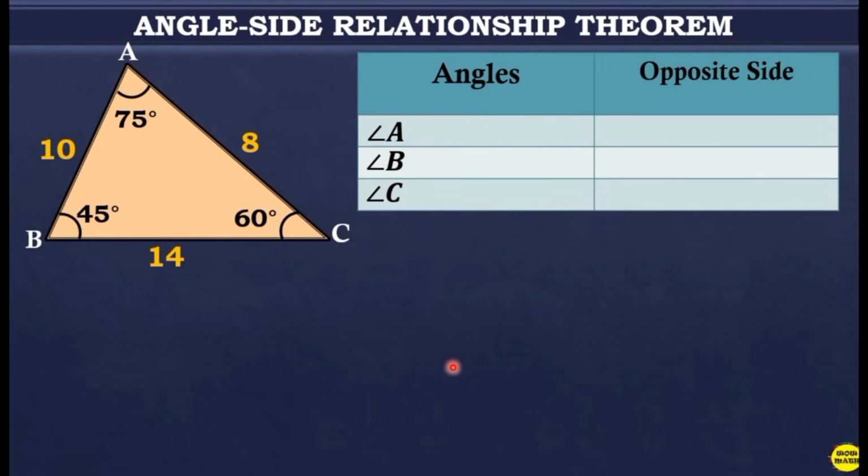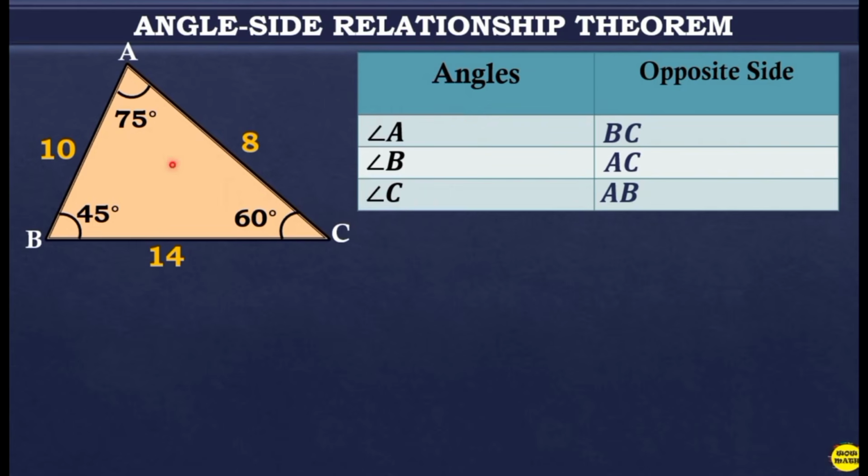For our opposite side, what is the opposite side of angle A? In our previous lessons, especially in the third quarter, we taught and mentioned the opposite side of an angle. When we say opposite, it means katapat. So, what is the opposite side of angle A? We have BC. For angle B, we have AC. And for angle C, we have AB. So, these are the opposite sides of these three angles.